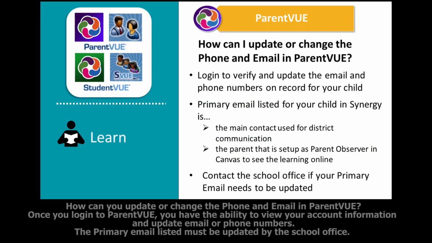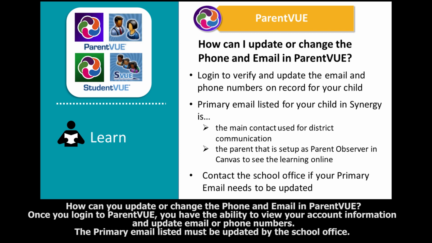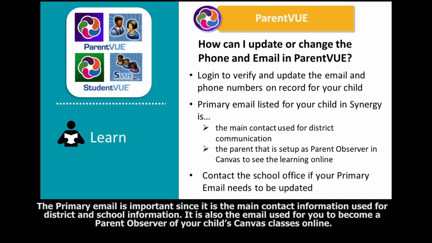How can you update or change the phone and email in ParentView? Once you log into ParentView, you have the ability to view your account information and update email or phone numbers. The primary email listed must be updated by the school office. The primary email is important since it is the main contact information used for district and school information. It is also the email used for you to become a parent observer of your child's Canvas classes online.